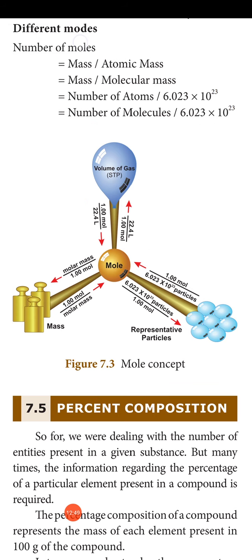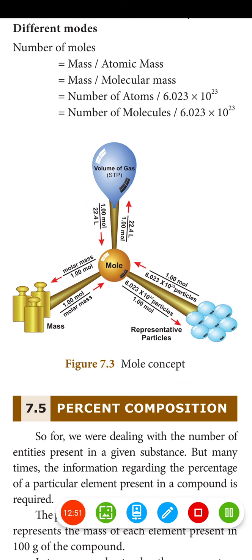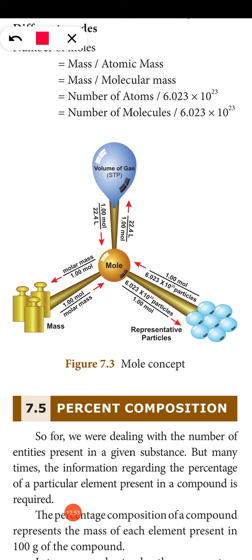If you consider particles, 6.023 × 10^23 particles is equal to 1 mole. If you convert from mole to particles, 1 mole is equal to 6.023 × 10^23 particles.